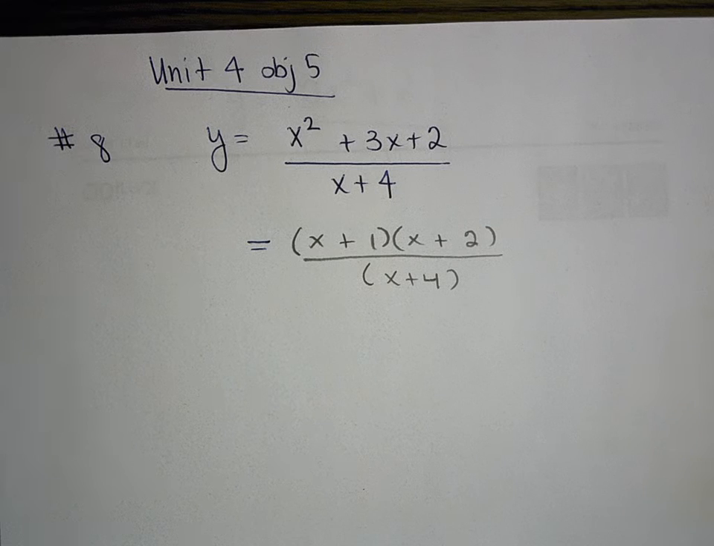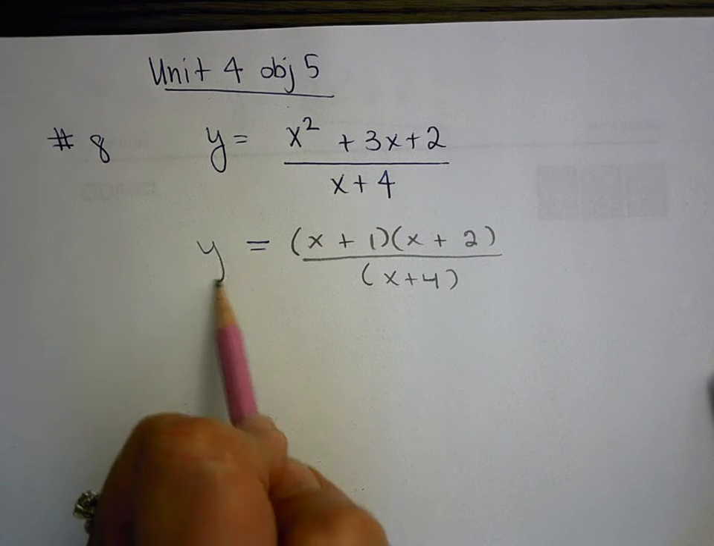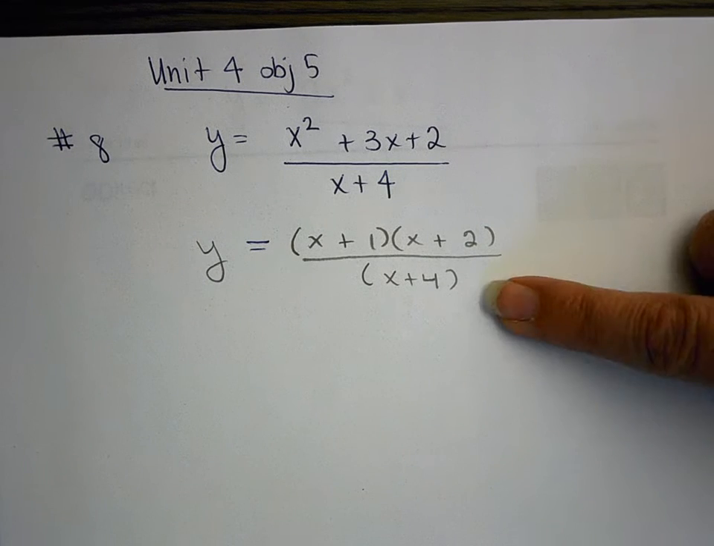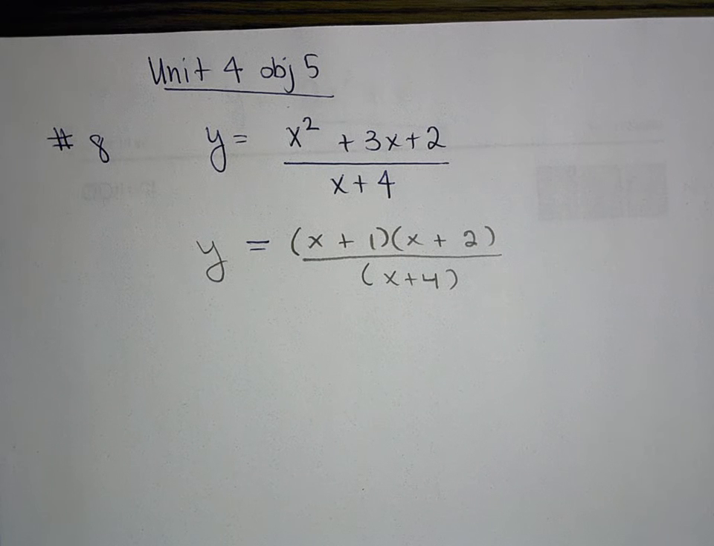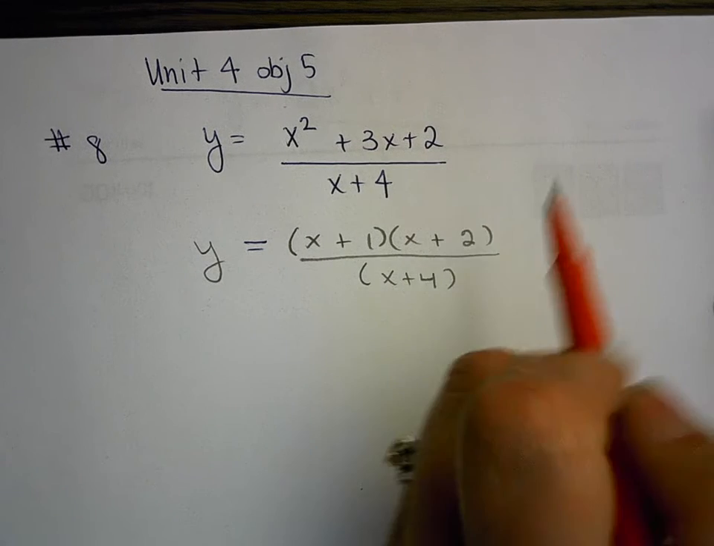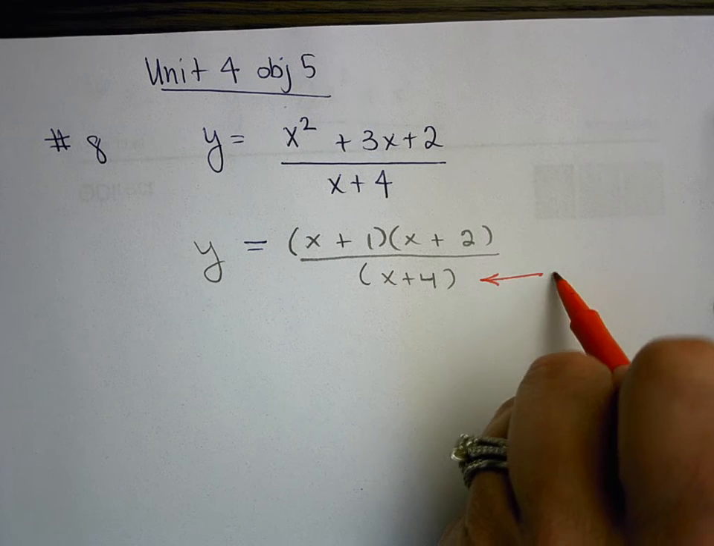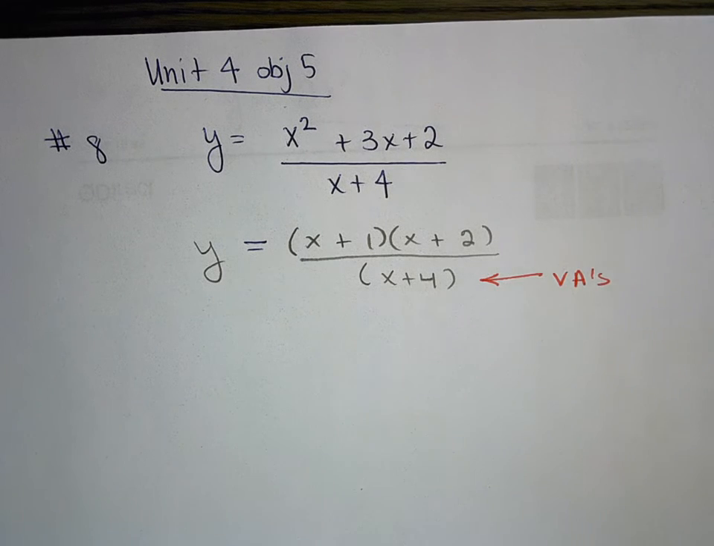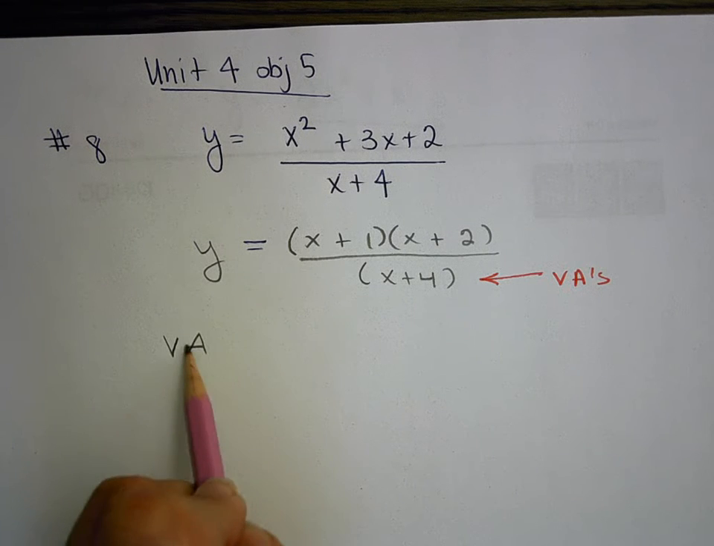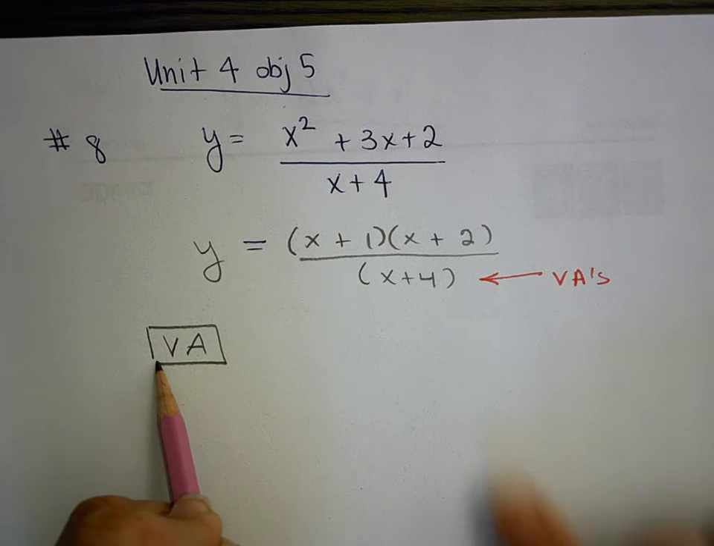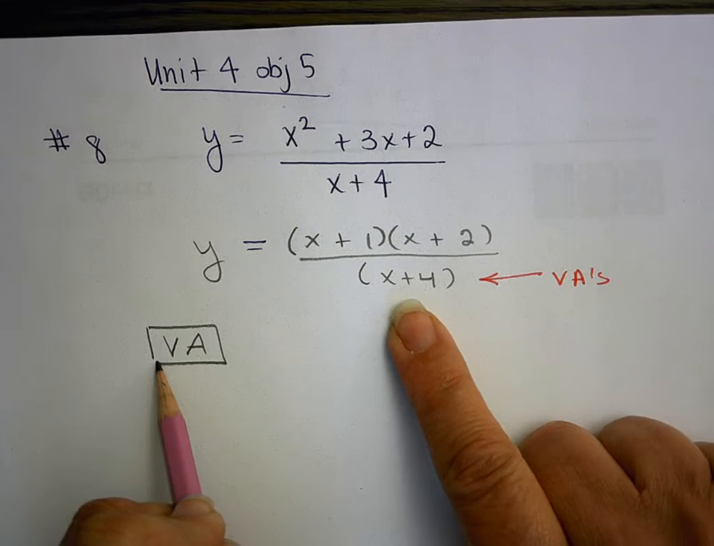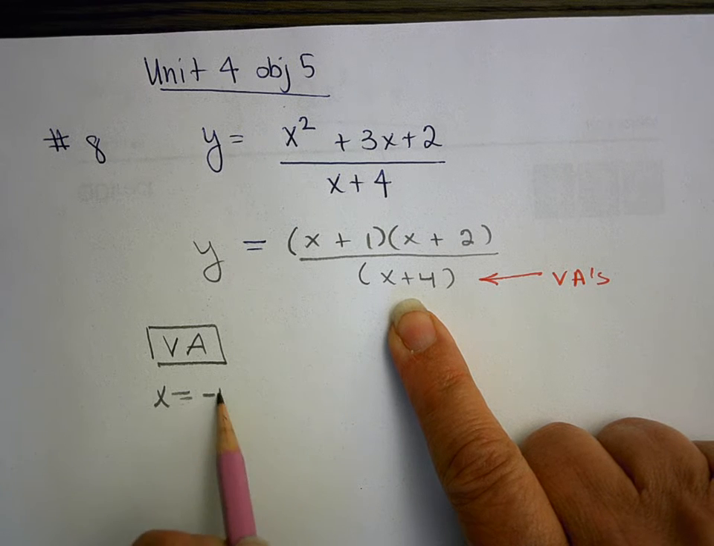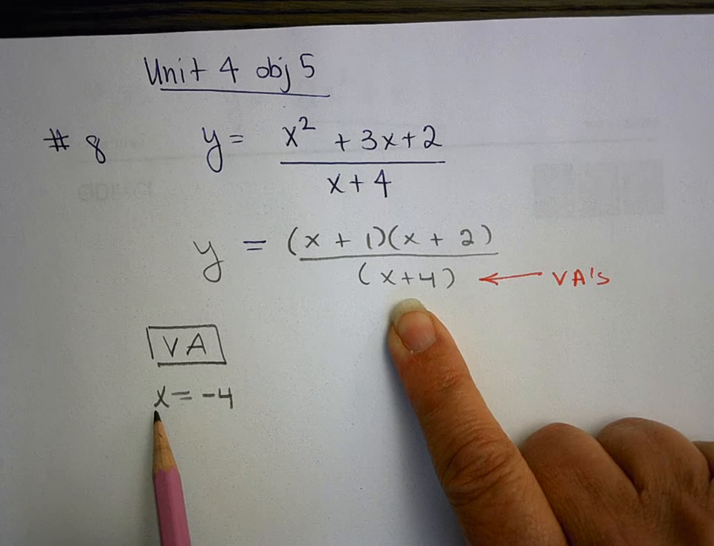So the first thing I want to look for is my vertical asymptotes. So my vertical asymptotes, I always look in the denominator. So whenever I'm looking for my vertical asymptotes, I always want to look in the denominator. And then I look for the zeros. So I would have a vertical asymptote whenever x would make this be 0, so that would be at -4. So I have a vertical asymptote at -4.